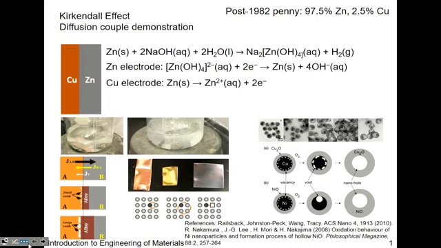And then after 1982, 1983 and on, they were 97.5% zinc, and then a 2.5% thin layer of copper on top, mainly because the price of copper went up, and so they just switched the composition. When you mix the two, you get something that looks like this. It's a little bit yellowish. I don't know if anybody back there can see that. So let me switch.